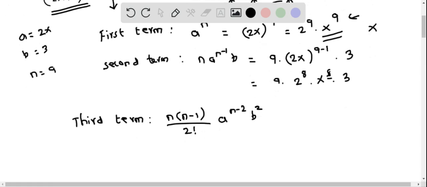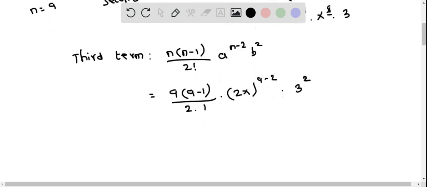We know that n equals 9. So this becomes 9 times (9 minus 1), 2 factorial can be written as 2 times 1, and a is 2x, so we write 2x raised to the power of 9 minus 2, times b is 3, so this becomes 3 squared. Let's simplify this. This becomes 9 times 8 divided by 2 times 1, times (2x) raised to the power of 7, and 3 squared is 9.